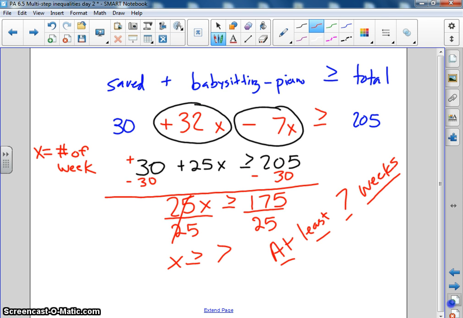Can I work exactly 7? Will I have enough if I worked exactly 7? Probably. Yeah. If I worked exactly 7, I'd have exactly enough money to buy it. Oh, we're going to check. Good thing you're paying attention here.